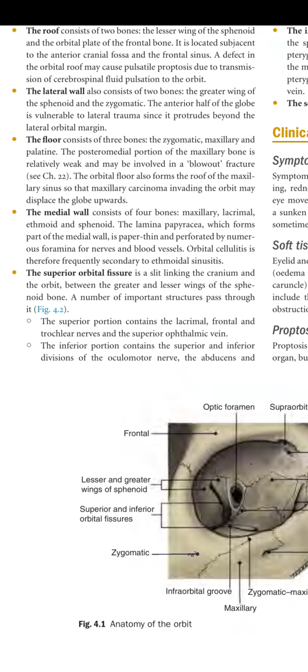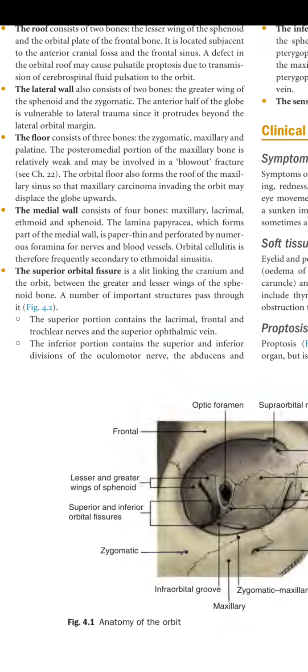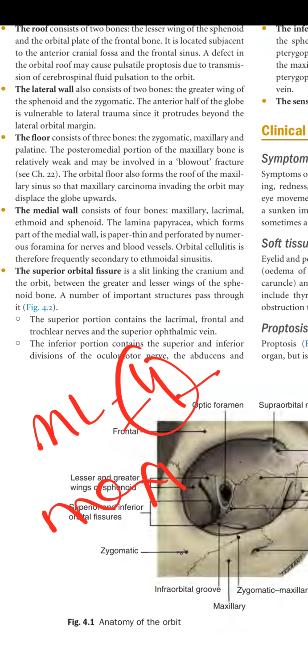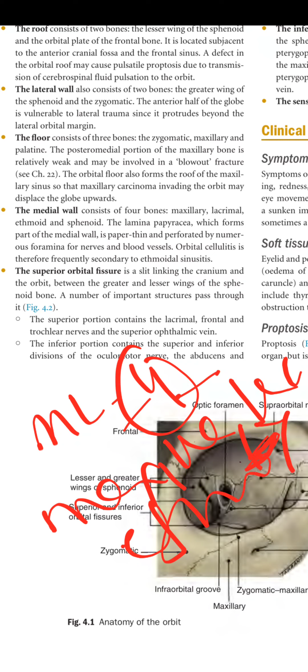The medial wall consists of four bones: maxillary, lacrimal, ethmoid, and sphenoid. The lamina papyracea, which forms a part of the medial wall, is paper thin and perforated by numerous foramina for nerves and blood vessels. Orbital cellulitis is therefore frequently secondary to ethmoidal sinusitis. So, the orbital medial wall consists of four bones, that is the maxilla, lacrimal, ethmoid, and the sphenoid bone, and medial to it is the ethmoid sinus. So whenever there is a sinusitis, it can also cause orbital cellulitis.